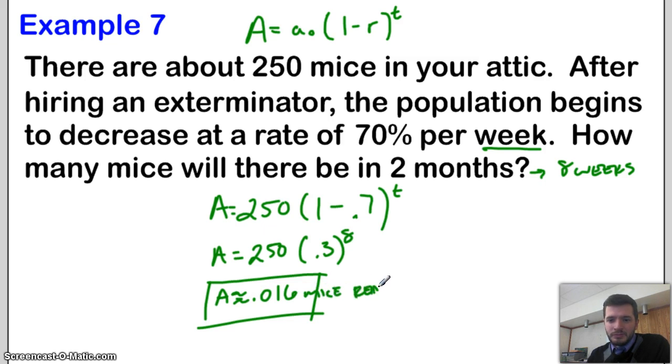Okay, so one half-dead mouse. That's a joke. Okay, but anyway, you get the idea.